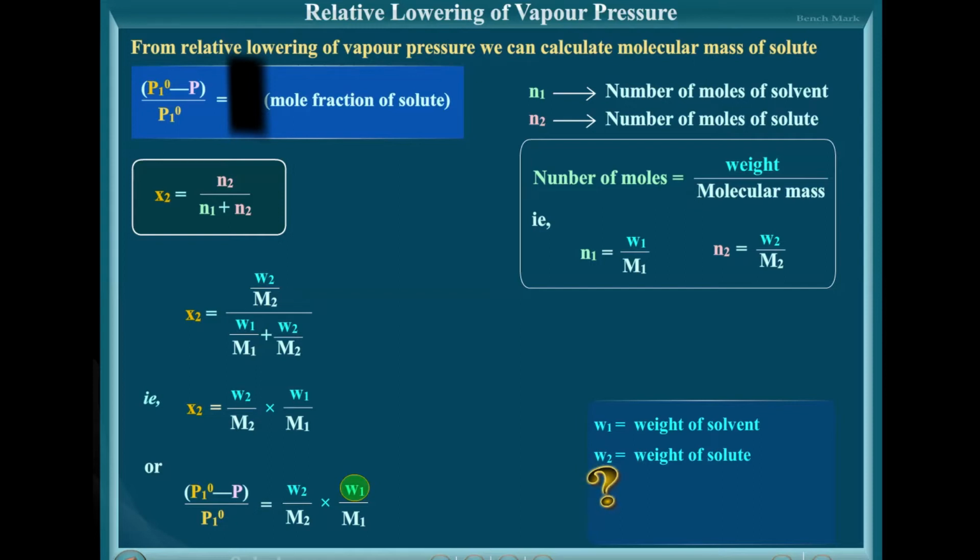W2 is the mass of the solute. The one that is shown here is just the opposite. M1 is the molar mass of the solvent. M2 is the molar mass of the solute.